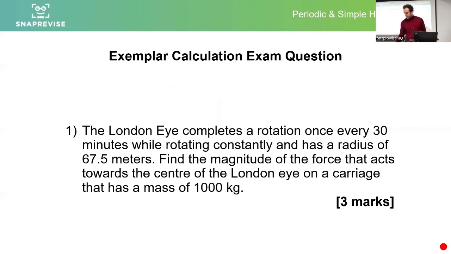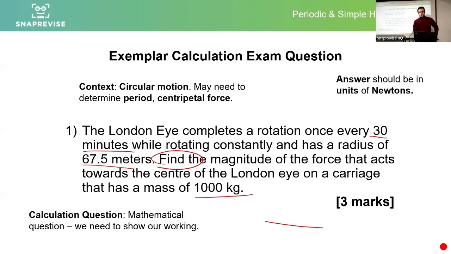Okay, let's have a look at an exam question. The London Eye completes a rotation once every 30 minutes. My goodness. I've never been on it, but that's a little painful for me. While rotating constantly it has a radius of 67.5 meters. Find the magnitude of the force that acts towards the center of the London Eye on a carriage that has a mass of 1,000 kilograms. Okie dokie. Our command word is actually find here, but it's a calculation question because it's asking for a magnitude of a force. 3 marks.